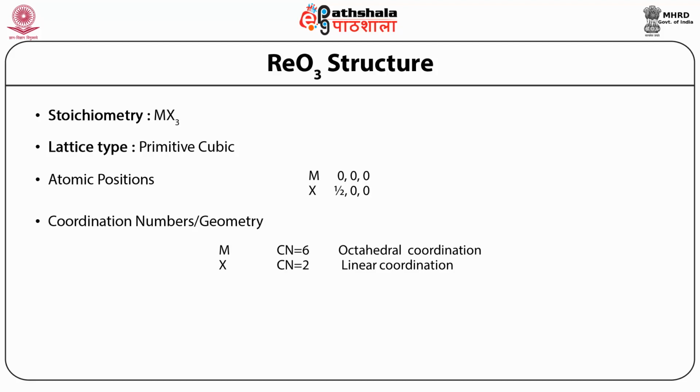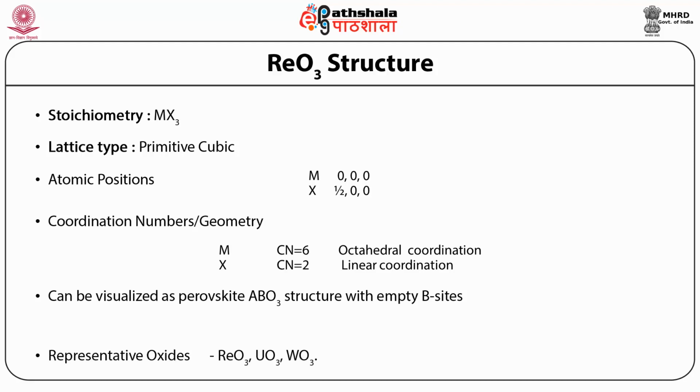Such structures can be visualized as perovskite structures, which are ABO3 structures with empty A sites. Representative oxide examples are ReO3, WO3 and so on. Such oxides can be used for gas sensing and electrochromic applications.